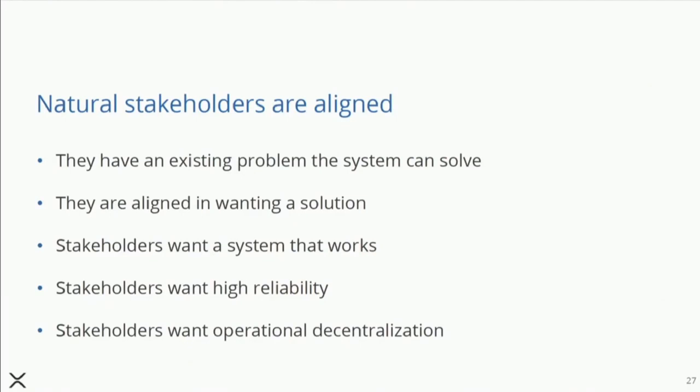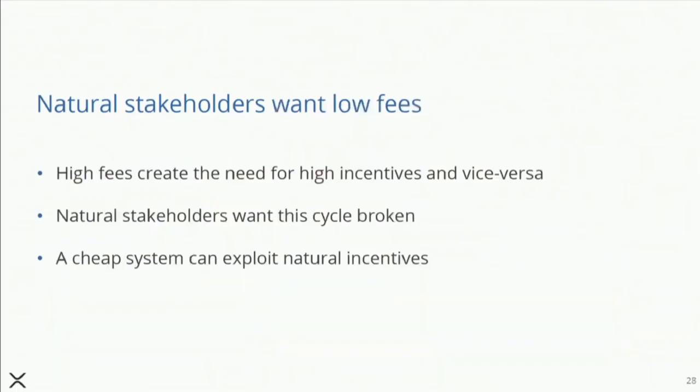None of them care how the system makes forward progress among two equally good ways. They just want forward progress. They're all aligned. Why can't they solve that problem for themselves? And the answer is when you bring in incentives, you break it. If there are no incentives, then there can be low fees. And natural stakeholders want low fees. The only reason you need a high incentive is because mining is expensive.